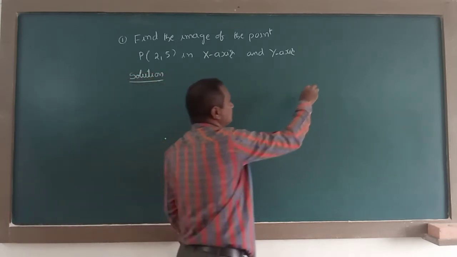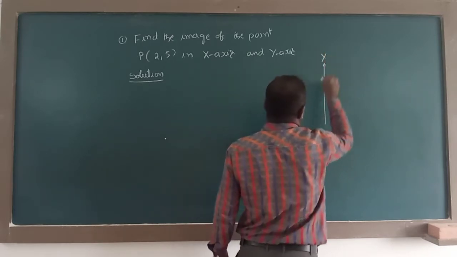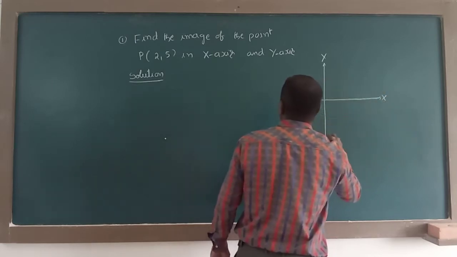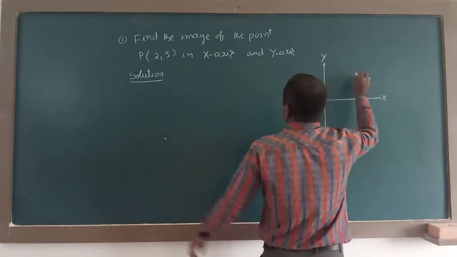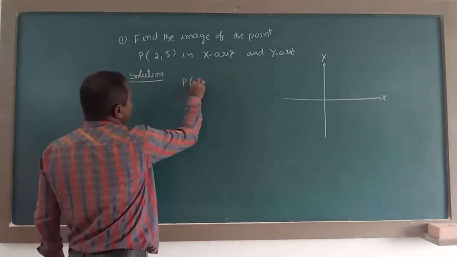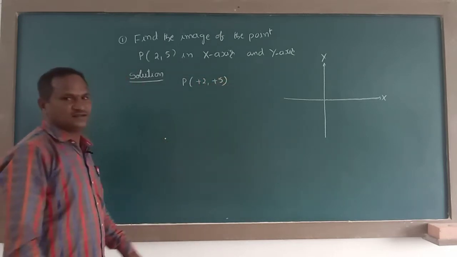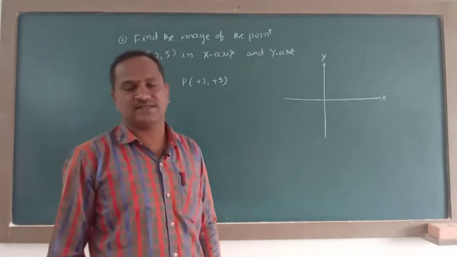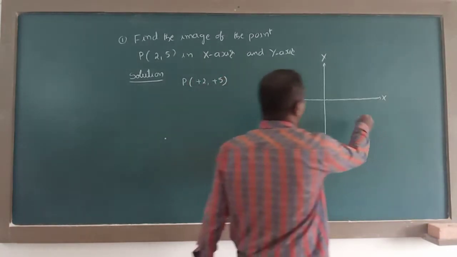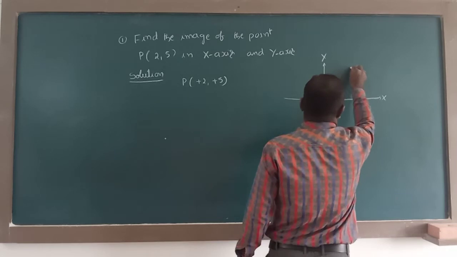Here is the y-axis and here the x-axis. Now first you must observe that the point P(2, 5) is plus 2, plus 5. We can observe the symbols here. Plus, plus means that the point lies in the first quadrant. Here the first quadrant comes, plus 2, 5, approximately.